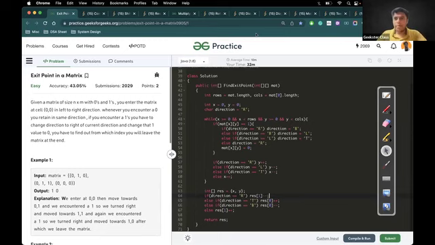So should we discuss the next problem now? Converting a 1D array to 2D array.